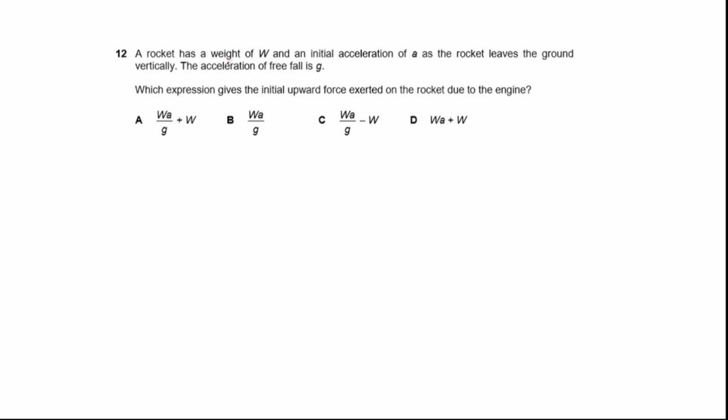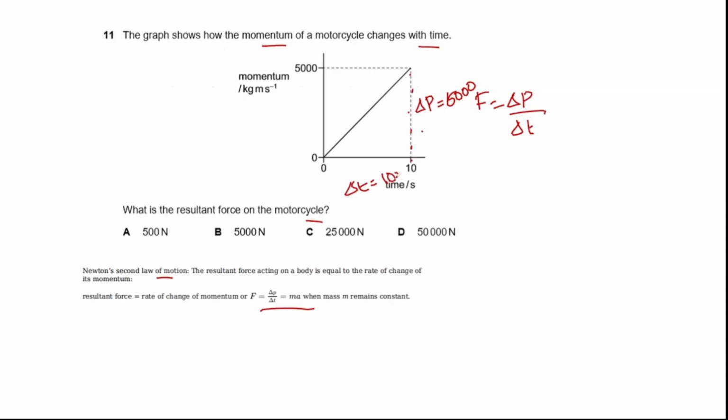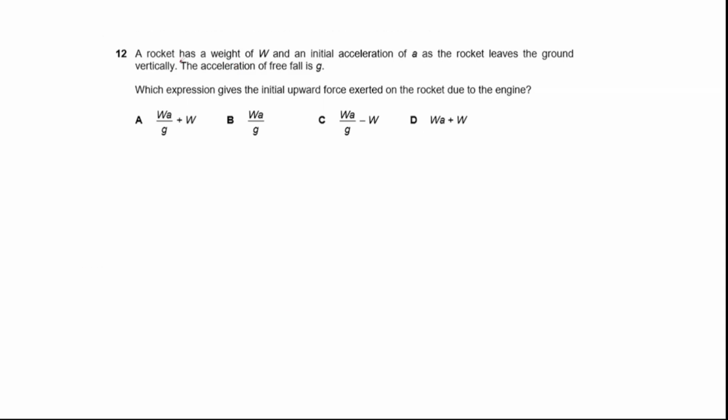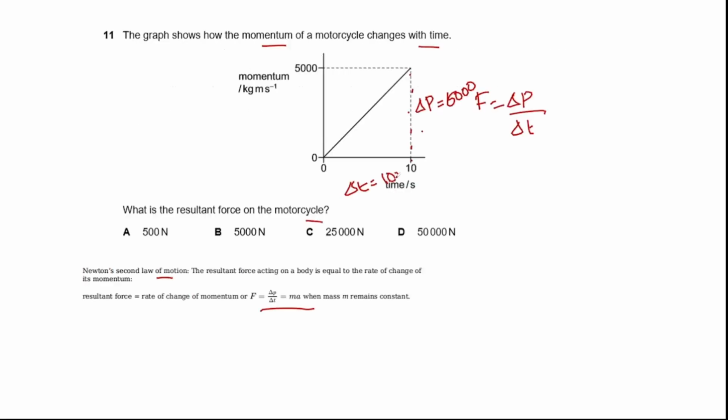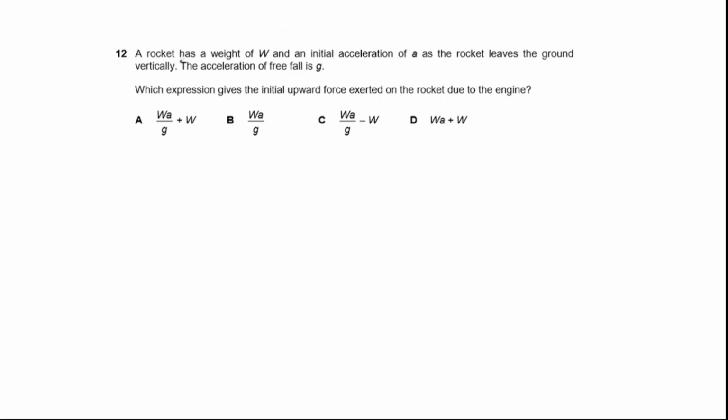Question number 15. A man of weight 600 Newton stands with both feet flat on the ground. What is a reasonable estimate of the pressure exerted on the ground by the weight of the man? The pressure formula is normal force divided by cross-sectional area. So P is equal to force divided by area, and the force here is going to be the weight of the person divided by the area.